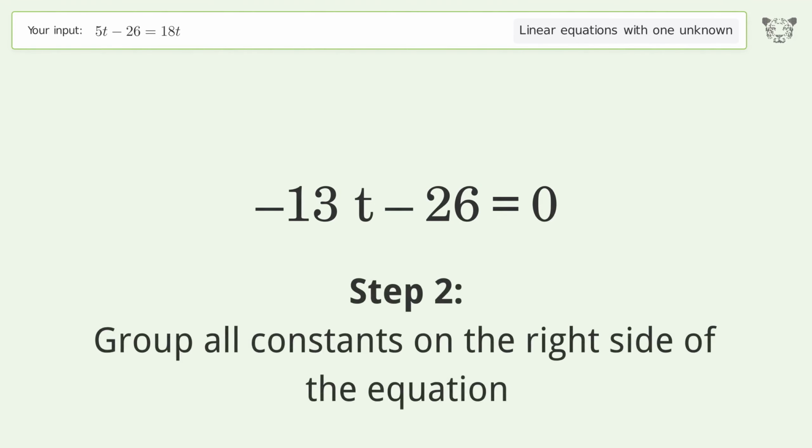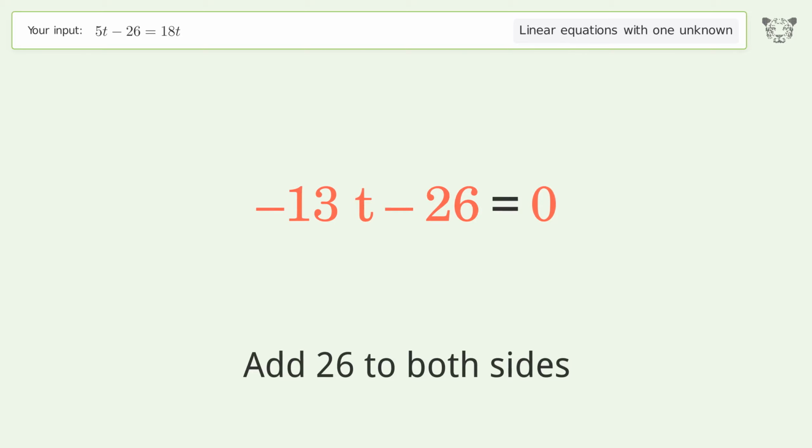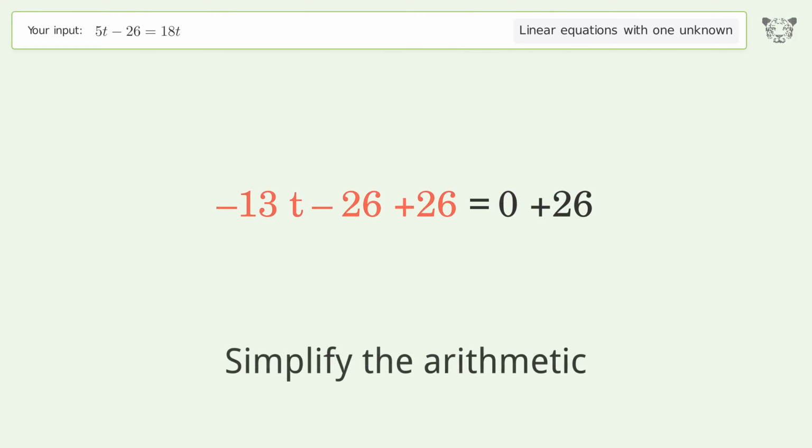Group all constants on the right side of the equation. Add 26 to both sides. Simplify the arithmetic.